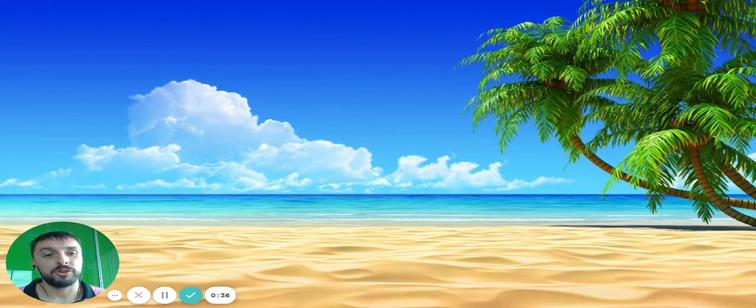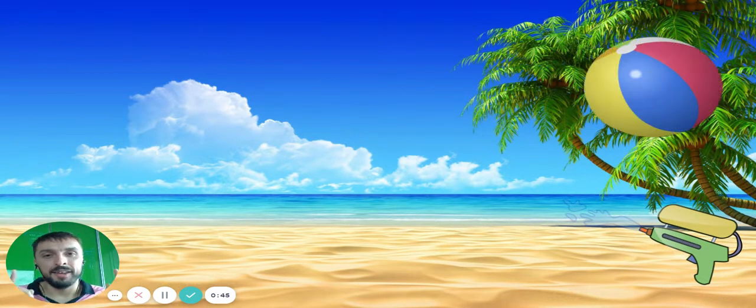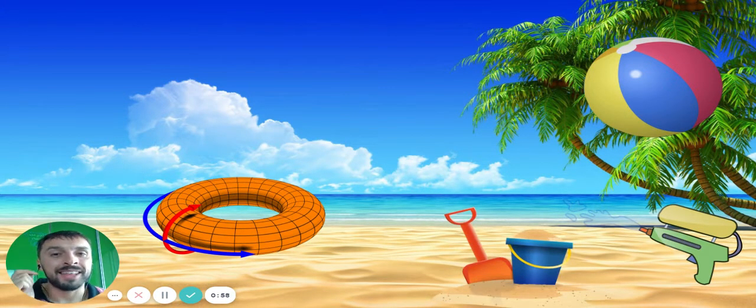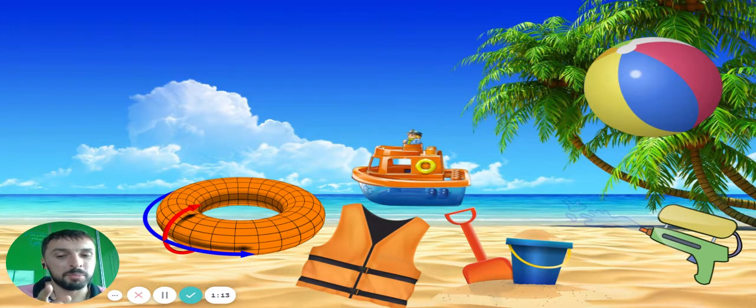Let's go over our beach words very quickly because I know you know them all already. We have a water gun. In the tree, we have a beach ball. Over here, we have a swim tube. Then we have the sand bucket, and the life vest. And last one, a boat. So there are the beach words, I hope you remember.